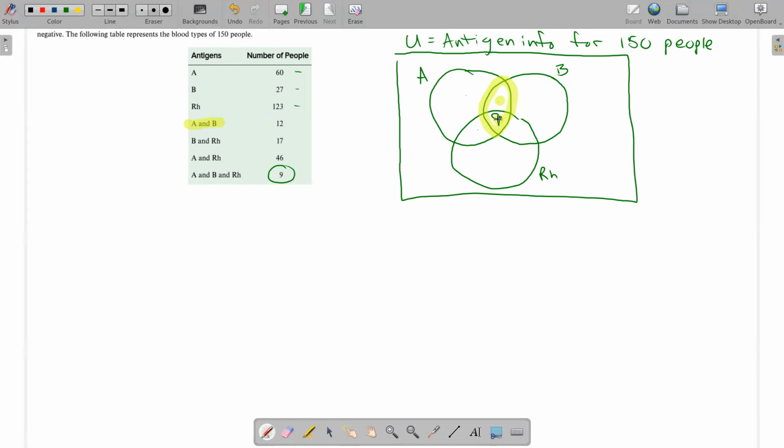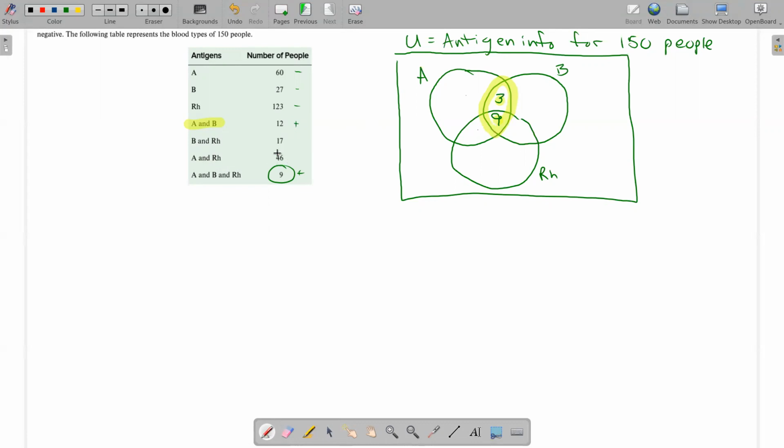Now, once I have that 9 there, then I can backtrack for some of these others. Like, for example, this A and B one, I've already accounted for 9 of those 12 people. There must be 3 more people that are up there. So there's 12 people that had the A and B antigen. 9 of them also had RH. 3 of them had the A, the B, but not the RH. So that's what I get when I put these 2 together. So I'm going to put pluses on those because I've done those.